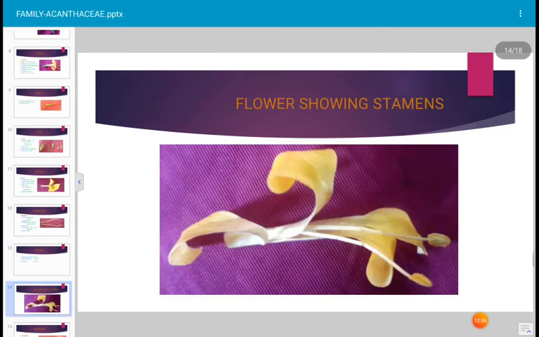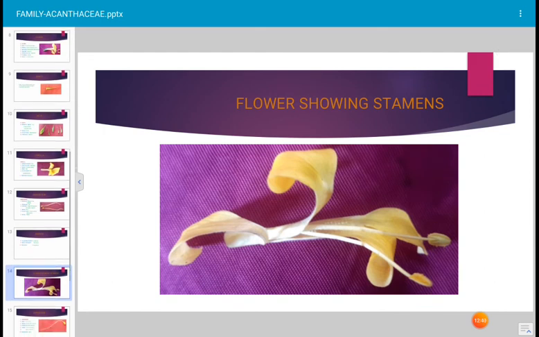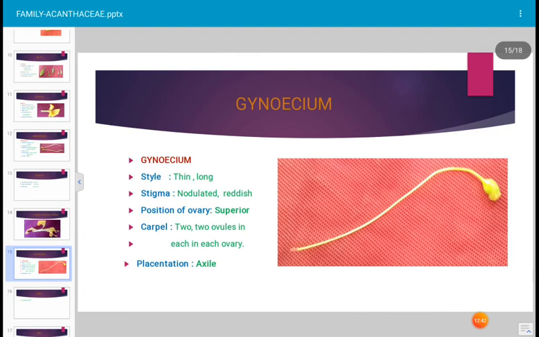Next slide. This is the flower showing anthers. Next, this is the gynoecium, the female part of the flower. See the style, it is a very long and thin style, and the stigma is nodulated and red colored, as shown in the photograph. The position of the ovary is superior because the calyx, stamens and corolla originate from the base of the ovary. Therefore, the position of the ovary is superior.